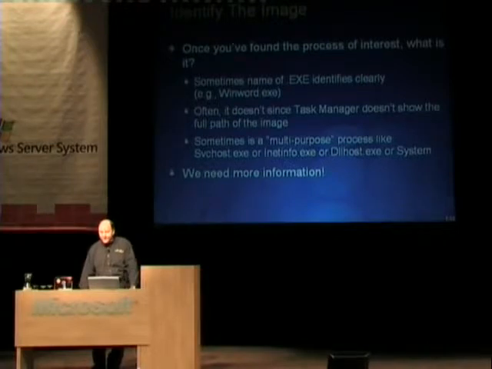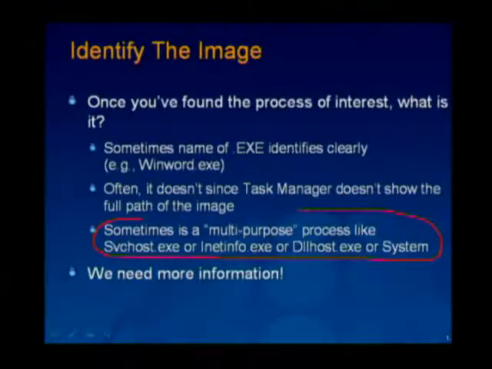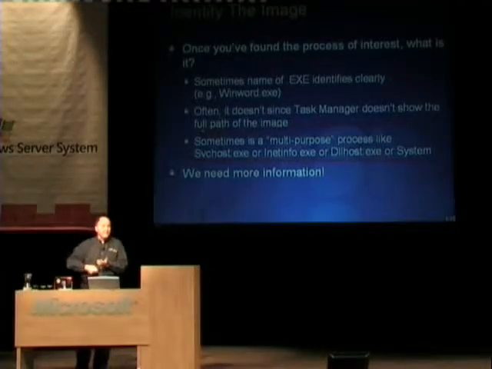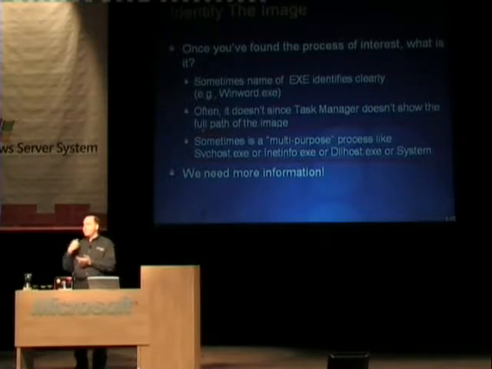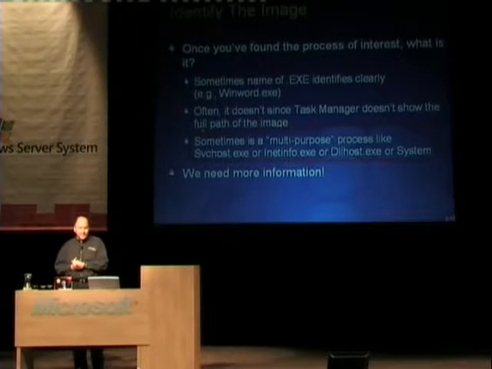But that doesn't help you if the process that's consuming CPU time is what I call a multi-purpose process, a process that inside is running code from several different DLLs. A good example of that is svchost. If an svchost process is consuming a bunch of CPU time, which service is it? So in that case, you need to drill down to what granularity? The thread. Find out what thread is running, and then find out what piece of code that's running. We're going to see how to do that fairly easily with a tool in just a moment.